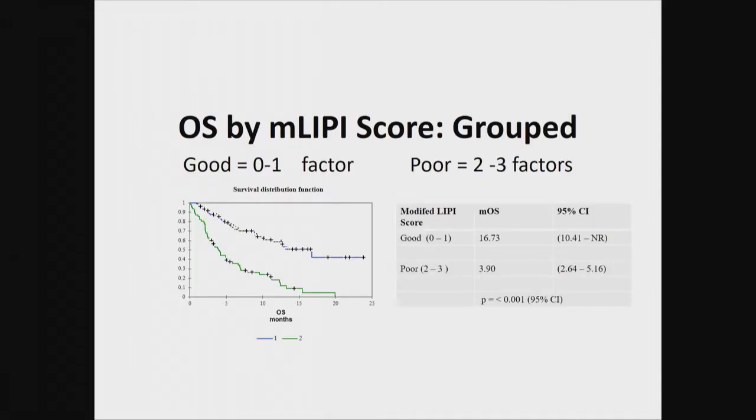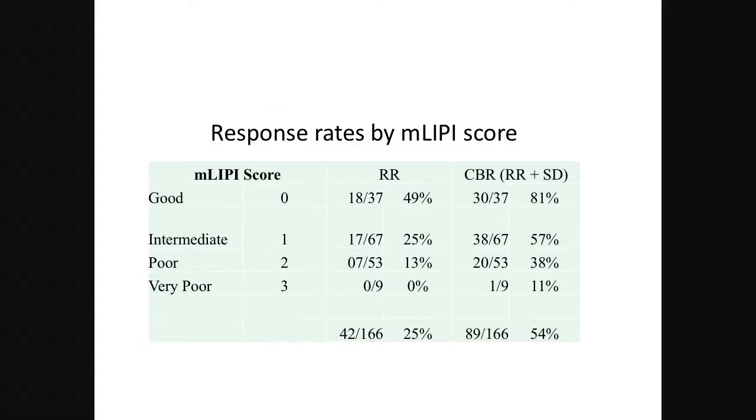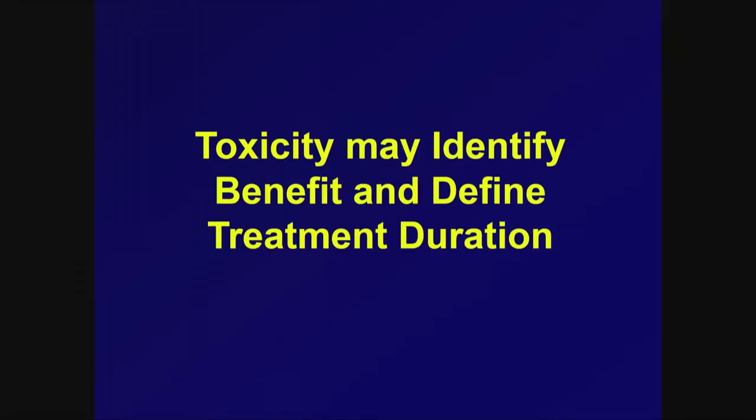And so we had a couple of groups where you've got 0, 1 versus 2, 3, and you can see this big separation in outcome. This is our data with over 200 patients from Brisbane. And response rates are higher. The other thing that's interesting is that if you get a toxicity, which suggests that your immune system is being activated, you also do better.